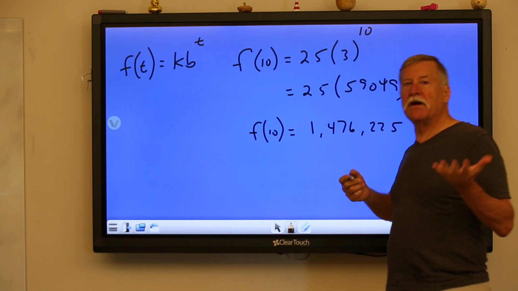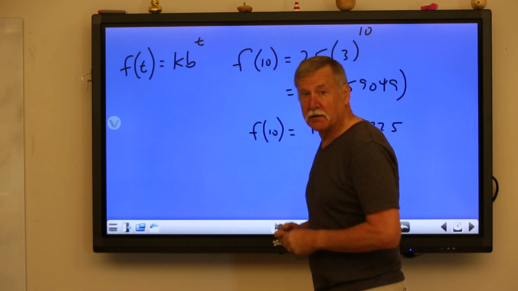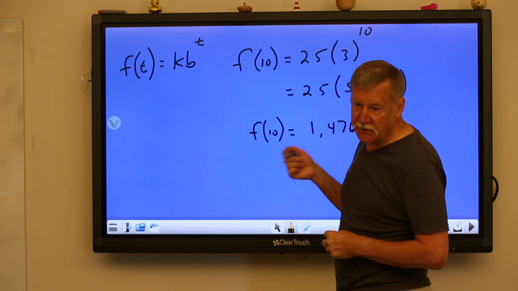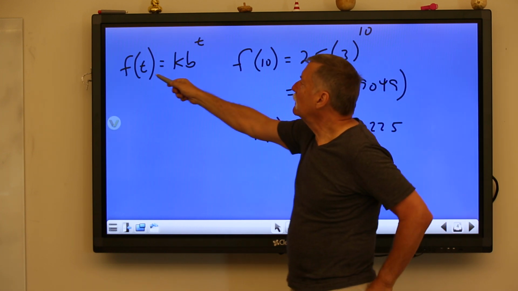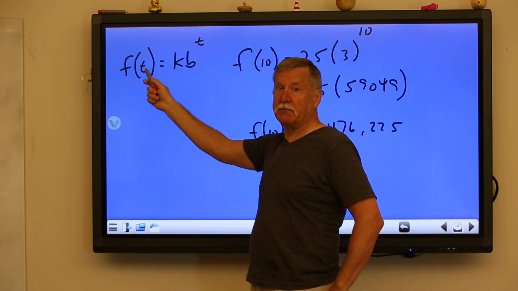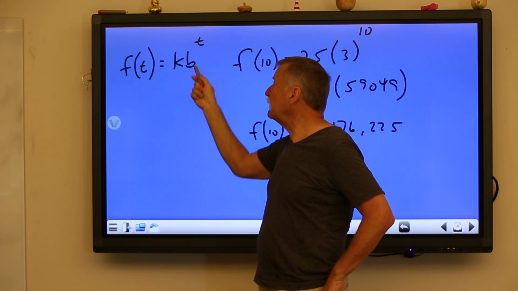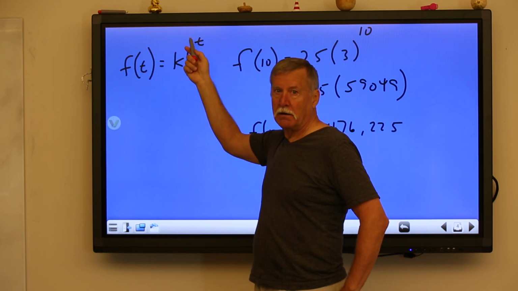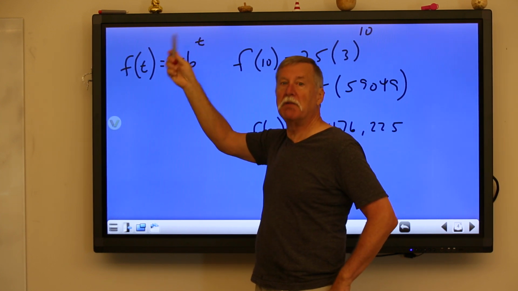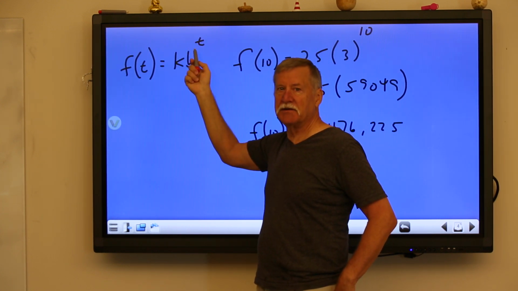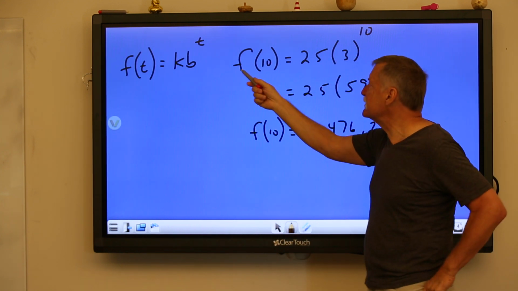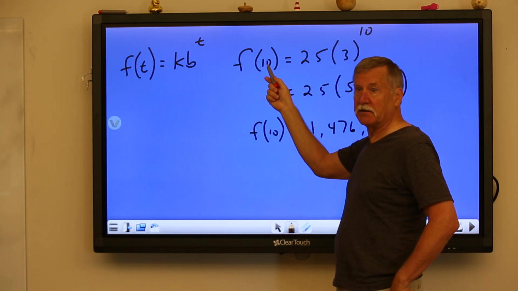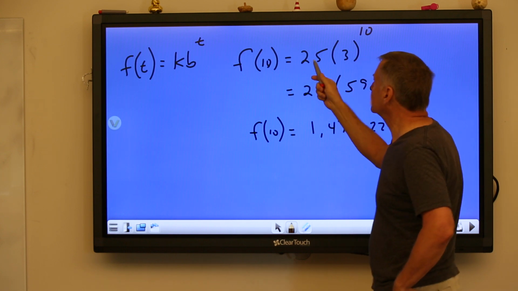Now, a better way to do it than making a column and a chart and then multiplying by 3 and by 3 10 times would be to use the formula f of t, for time, is equal to kb to the t power. The number of cycles each month is the exponent in this.